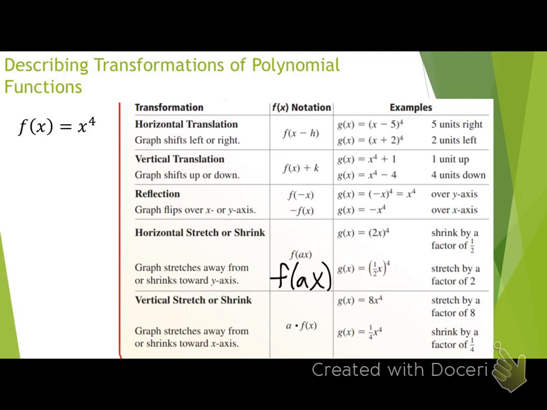So if it's in parentheses, I'm doing something to my inputs. And if it's outside the parentheses, it's doing something to my outputs. But these are the same formulas we used last semester. So you should already have them down somewhere in your notes. But if not, you should have written them down today. We're going to be using these to describe transformations of our polynomial functions.